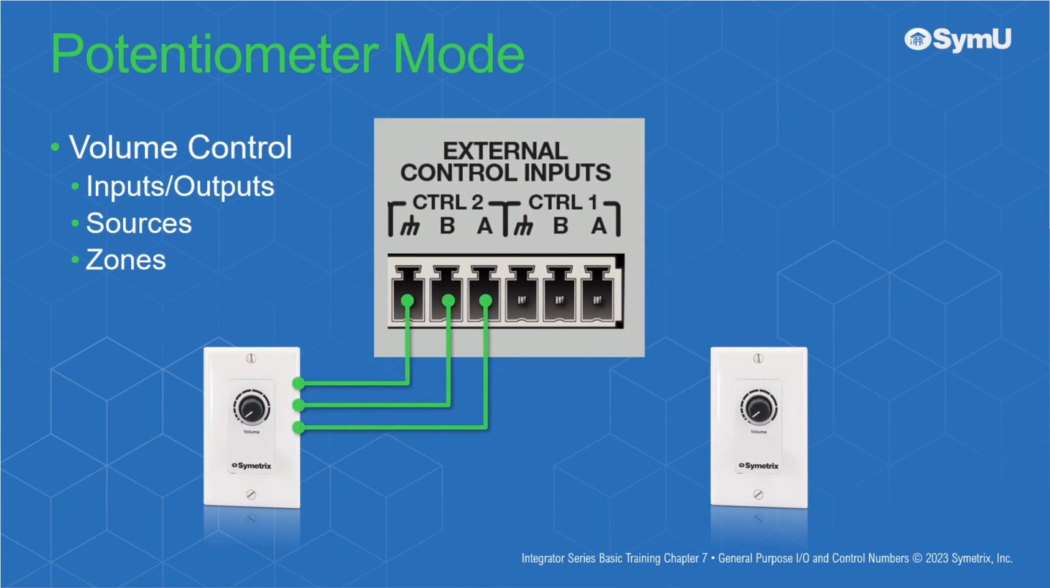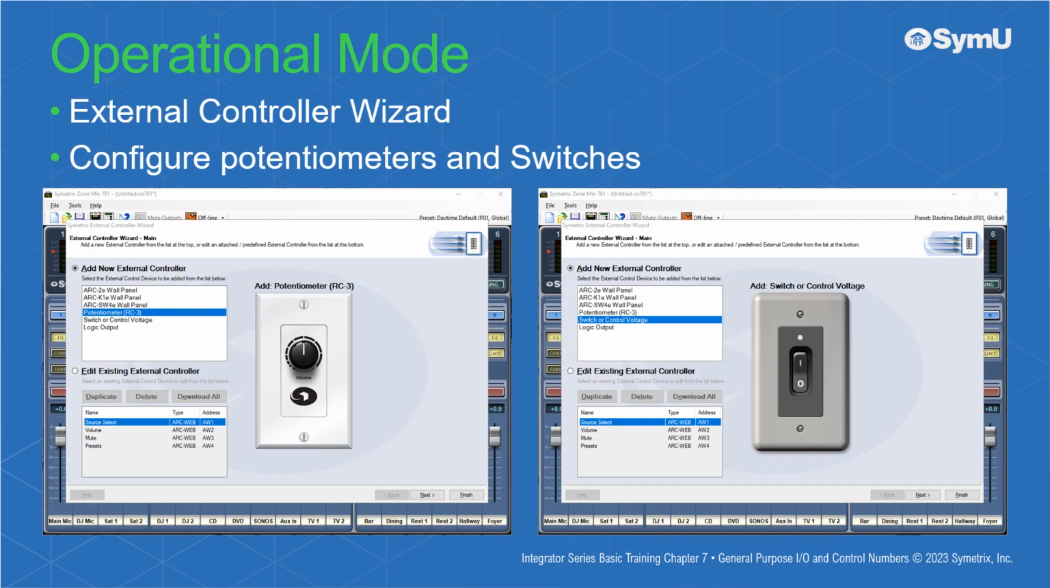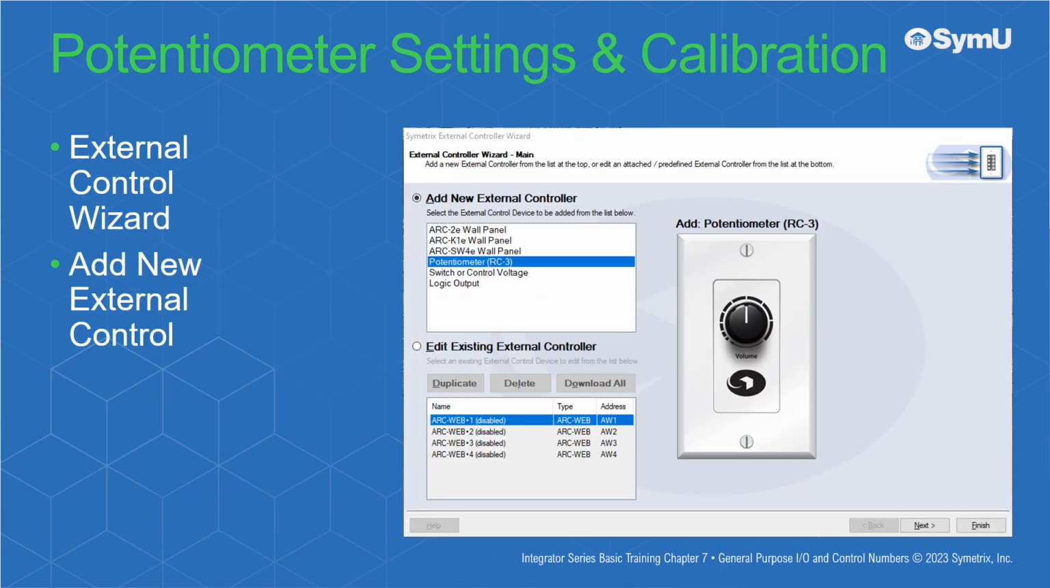The potentiometer mode is typically used to create an inexpensive volume control for an input, source zone, or output. Potentiometer or switch control voltage functions are selected and configured using the external controller wizard dialog directly. To add a new potentiometer, or RC3, simply select this option in the Add New External Controller field and continue.